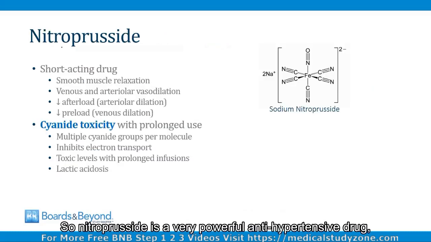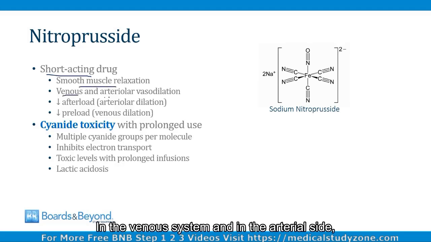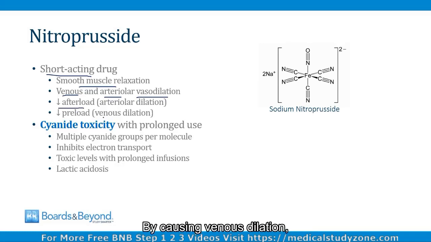So nitroprusside is a very powerful antihypertensive drug, generally only used in the setting of hypertensive urgency or emergency. It's a short-acting intravenous drug, and it causes smooth muscle relaxation. In the venous system and in the arterial side, this will lead to vasodilation. So by causing arterial vasodilation, this lowers the afterload, and that lowers the blood pressure. By causing venous dilation, blood pools in the venous system, and this lowers the preload, which lowers the cardiac output, and that also lowers the blood pressure.